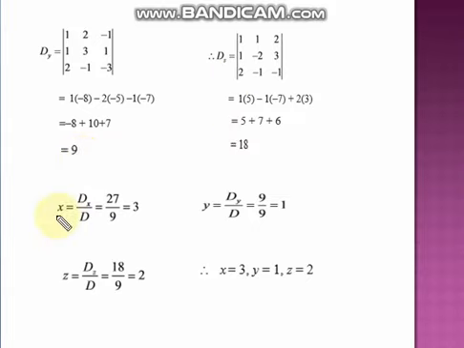Now x is equal to dx upon d, that is 27 upon 9, that gives me 3. Y will be dy upon d, so 9 upon 9, that gives me 1. And z is equal to dz upon d, that will be 18 upon 9, that will be 2. So x is 3, y is 1, z is equal to 2. This is the solution of the given system.